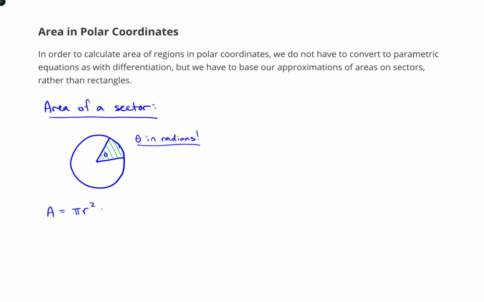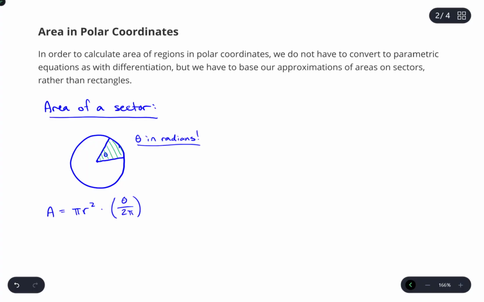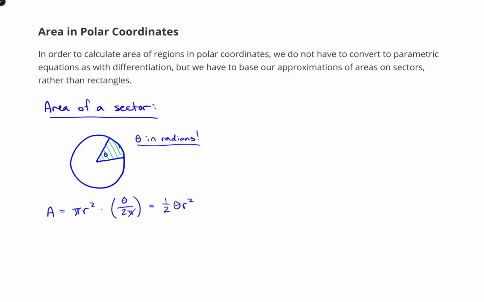But in general, if we multiply by theta over 2 pi, I'm just setting up a ratio of what portion of the entire circle out of the 2 pi radians that are possible. And if we simplify, the pi's cancel out, and so this becomes 1/2 theta r squared. And this would give me the area of some sector of a circle subject to an angle theta.